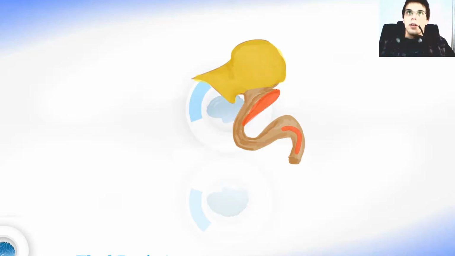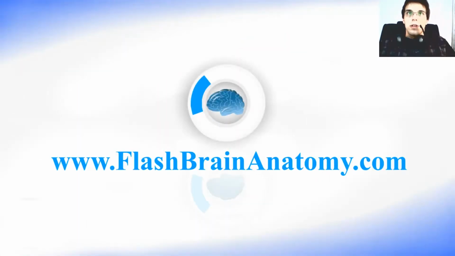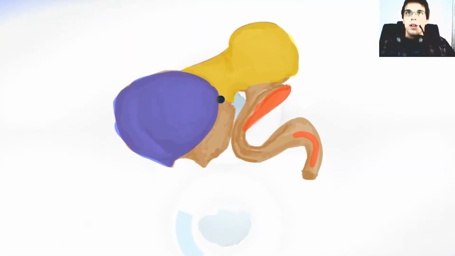Then the telencephalon got much bigger. I will paint it in blue. And then there is the diencephalon here. I will paint it in green. As you can notice, diencephalon and telencephalon got way bigger than they were. Now let's write all this.